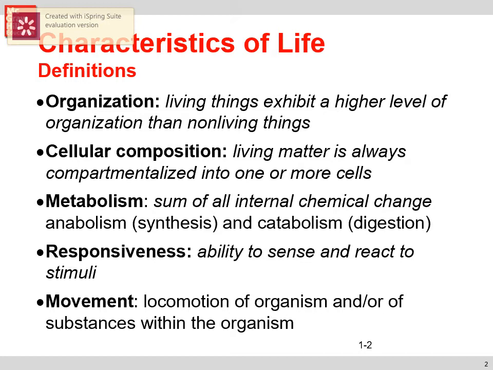And the second feature is cellular composition. These are living matters, so they are highly compartmentalized into one or more cells. Because without compartmentalization, you won't be able to distinguish between the physiological characteristics, right? The stomach performs a lot of digestion, but the function of the brain is entirely different from the one of the stomach. So the cellular composition is different and they're highly compartmentalized.